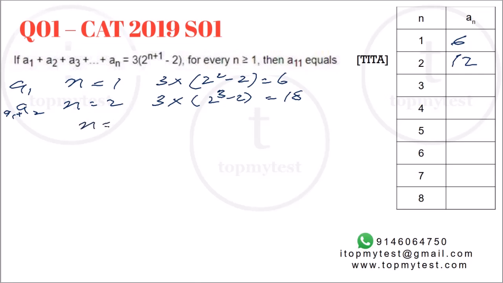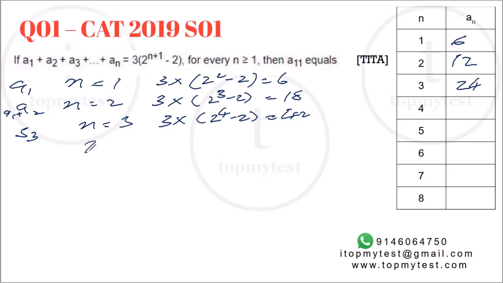Right. If I put n is equal to 3, sum till first three terms will be 3 into 2 to the power 4 minus 2. 2 to the power 4 is 16. 16 minus 2 is 14. 14 into 3 is 42. Right. 42 minus 18 is 24. So A3 is 24. We have already known sum till the first two terms. Right. That was 18. 42 minus 18 is 24. Now you can already see the pattern here. The first term is 6. Second term is 12. Third term is 24. So the term keeps on doubling.